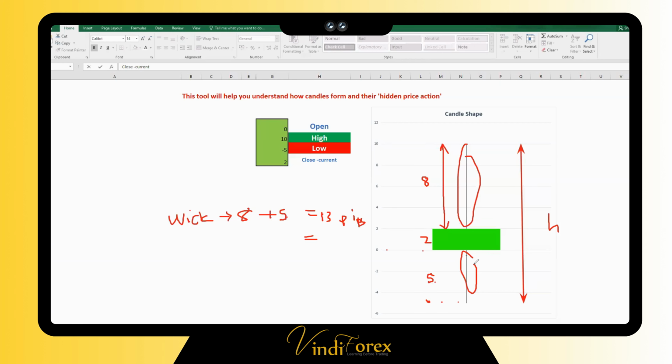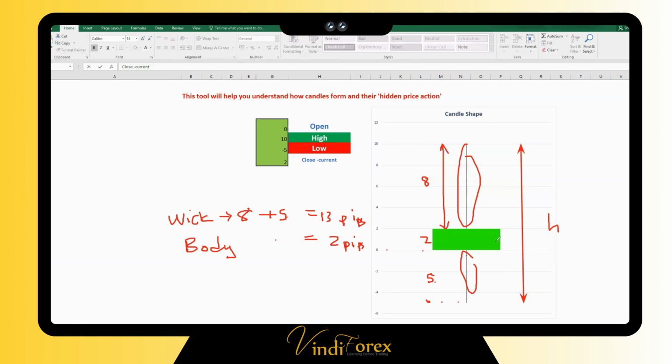And then the body is just how much? It's just 2 pips. So you can see that the body is small compared to this. Yes, there are buyers, which is this green, but they didn't close in a big way. Does that mean that this signal is poor?